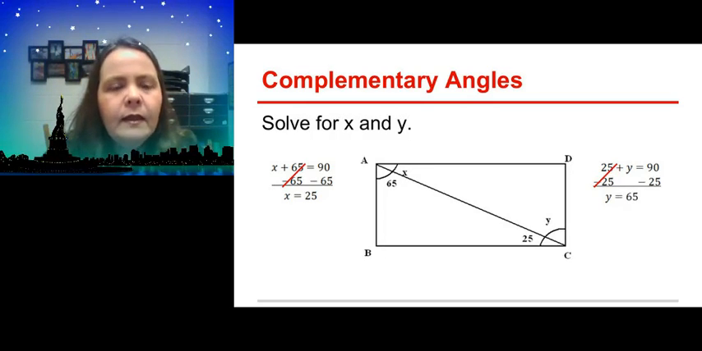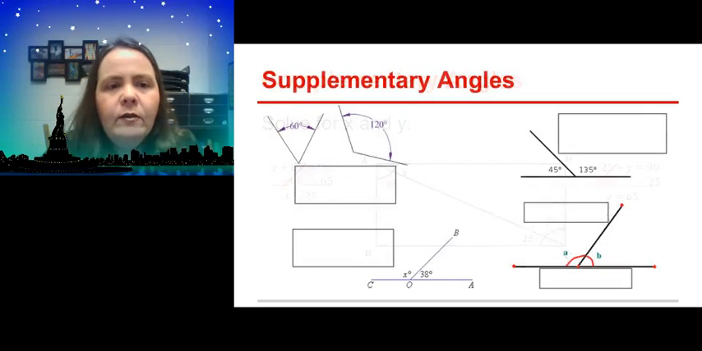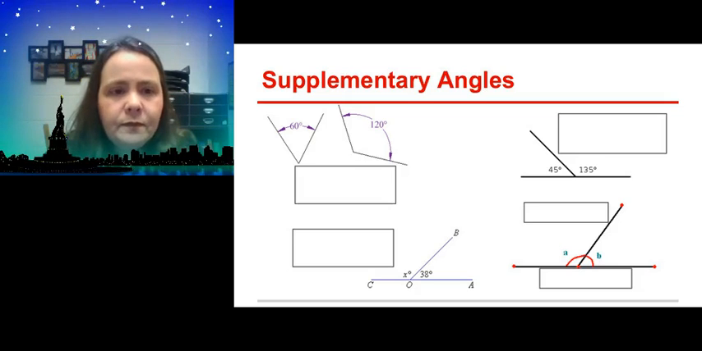All right, let's move on and look at another type of angle now. We're going to look at supplementary angles. So here, if we look at 60 and 120, those are non-adjacent supplementary angles. And when we add those together, instead of getting 90, we now get 180.